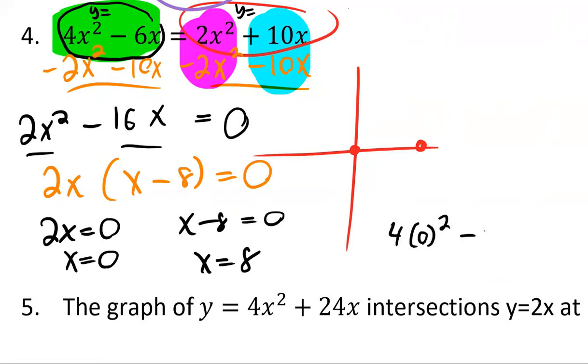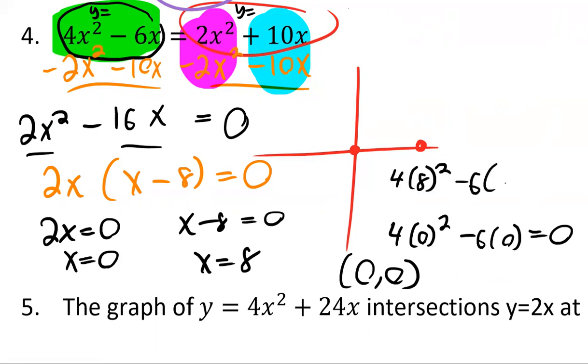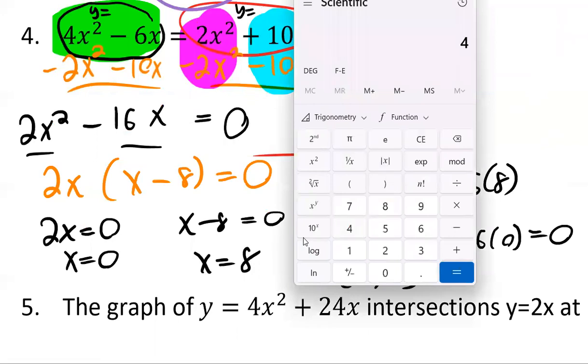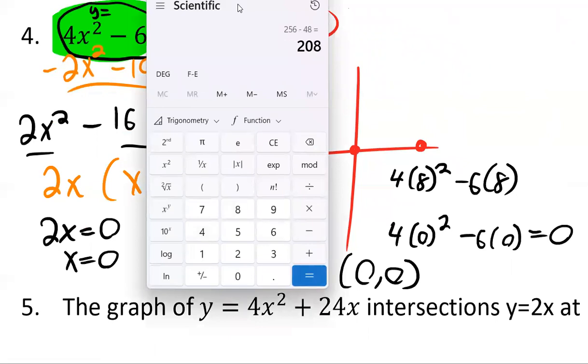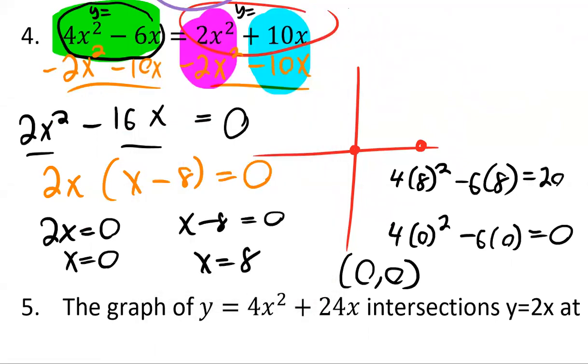If I go ahead and plug in x equals 0 to the first one, we'll get 4 times 0 squared minus 6 times 0. And that does come out to 0. So we just found out that 0, 0 is the first place they hit. And if we plug in the 8, we would get 4 times 8 squared minus 6 times 8. And so that's 4 times 64. 4 times 64 is 256 minus 48. And whoa, we have a crazy answer, 208. So where do these two functions hit? They hit at 0, 0 and 8, 208.